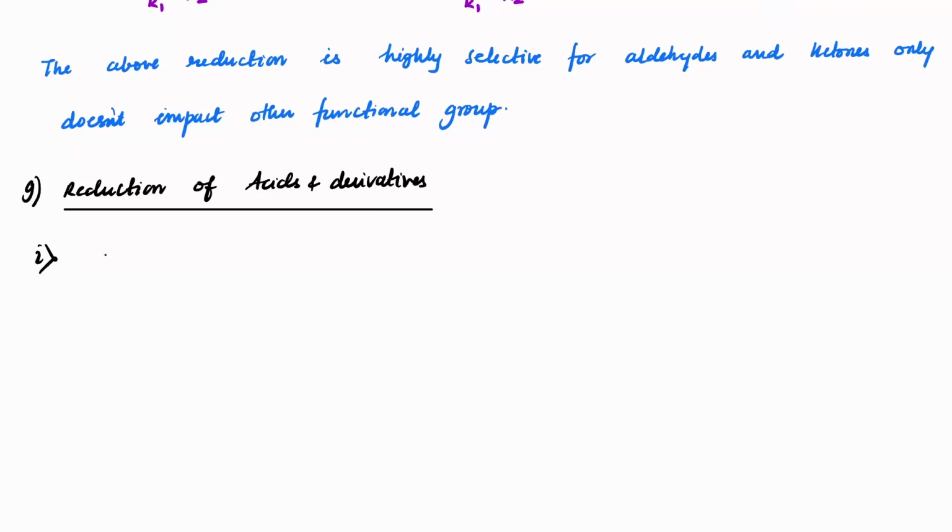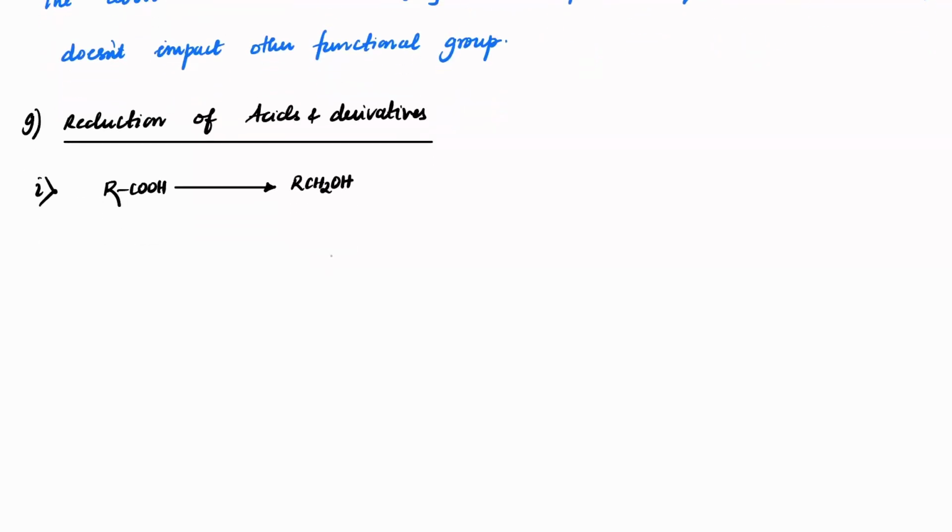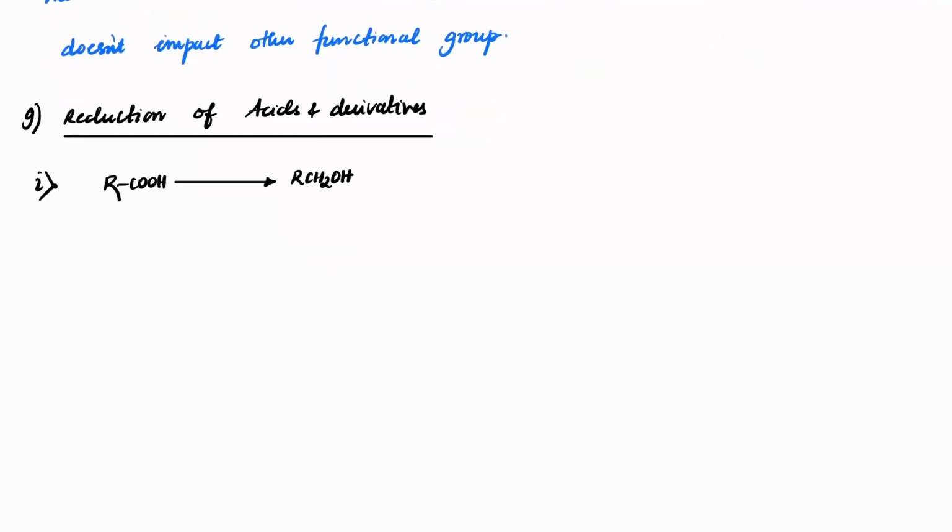So first one, we'll start with carboxylic acid. So if I want to convert carboxylic acid into alcohol, RCH2OH, got it? Then notice the oxidation state. Oxidation state here is +3. Oxidation state here is -1. So there should be 4 electrons transferred. Okay.